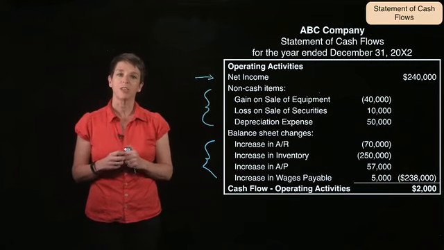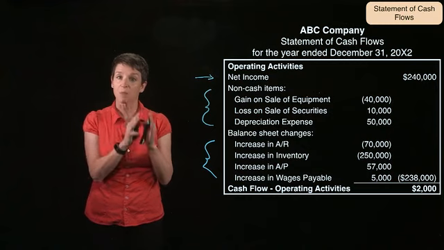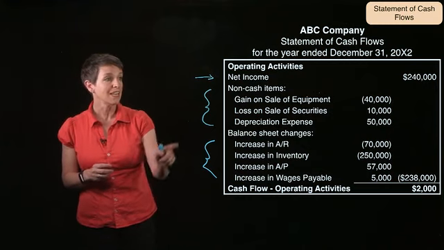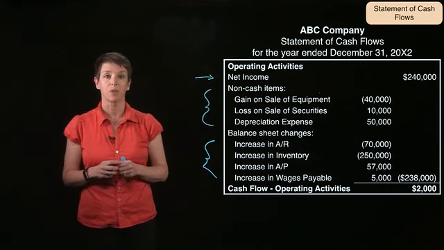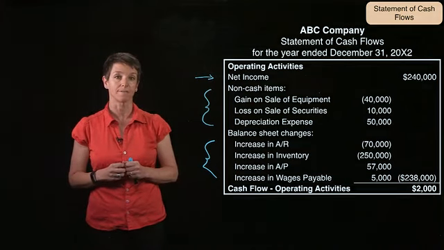Take a look at the balance sheet for ABC. See if you can see the change from beginning of year to end of year in each of these operating assets and liabilities, and reconcile back to the numbers that we see here.